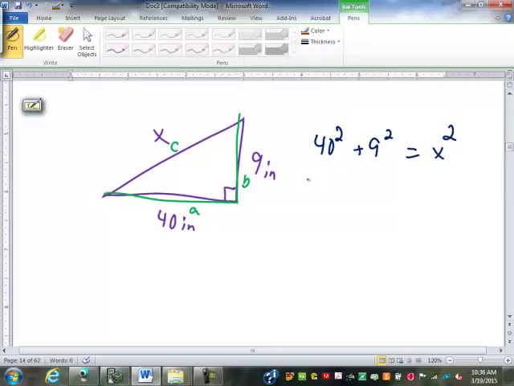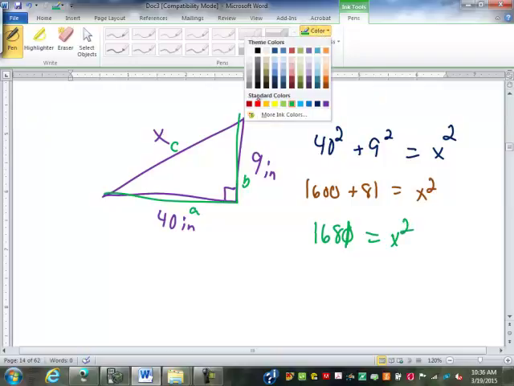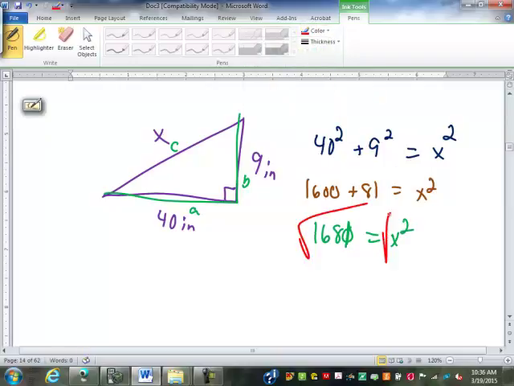So what's 40 squared? 1600. What's 9 squared? 81. That equals x squared. Then what? We add them together. 1600 plus 81 is 1681. Oops, that equals x squared. And then square root. The square root of 1681 is 41. This is 41.